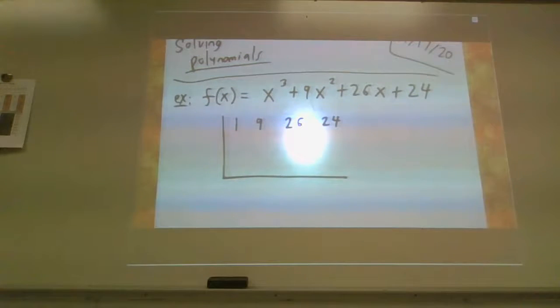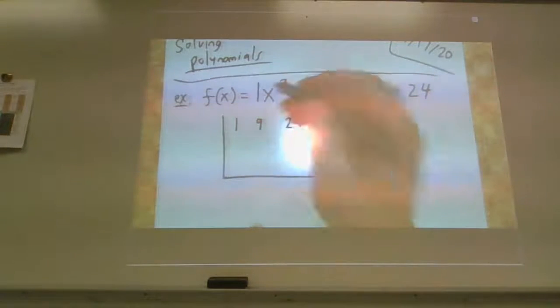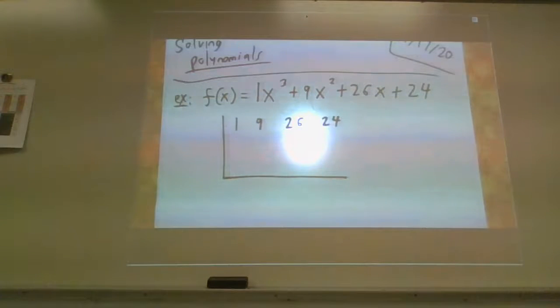Where did those numbers come from? Say again? Coefficients. That was the word I was looking for, yes. They are the coefficients of that equation. The coefficients are the numbers directly in front of the variables. It's a 1x cubed, a 9x squared, a 26x, and a 24. Those are the numbers that I need.